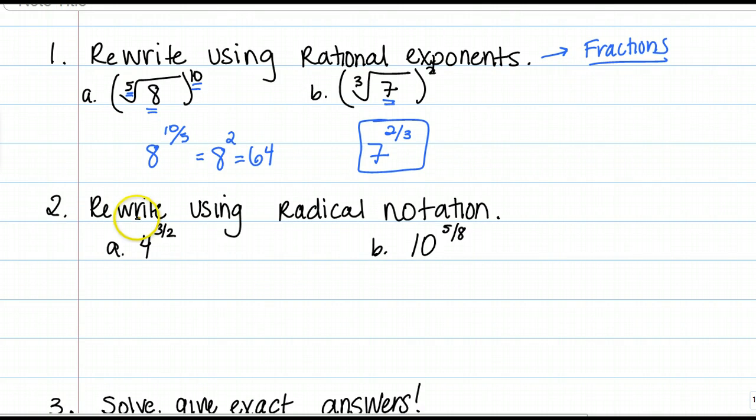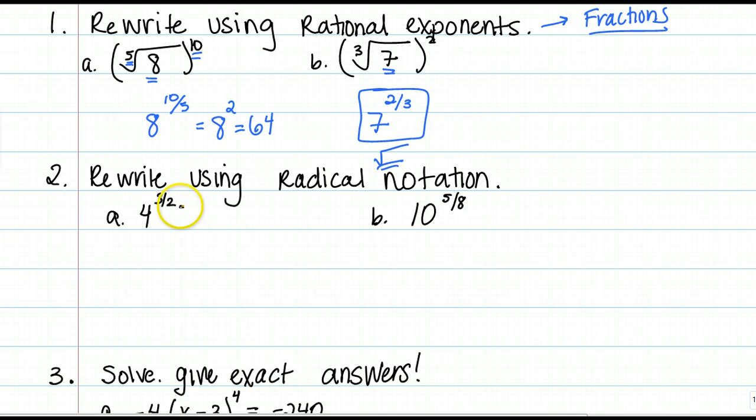There are other types of rewriting problems. We could use radical notation. And remember, a radical is an example of the square root sign or the cube root or the fourth root. So we know that our answer needs to have a radical. Remember, the denominator is the root, and the numerator is the power. So our base is 4, our root is 2, so we're taking the square root of 4, and our power is 3. And that's it.